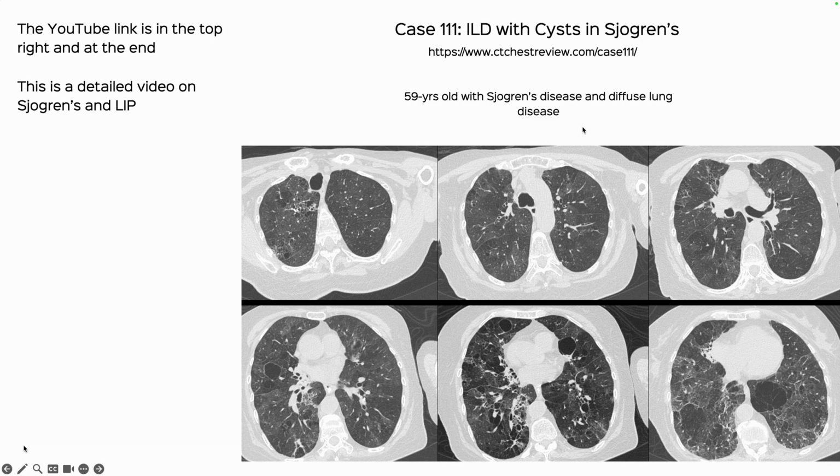And coincidentally, it was about 2 months ago that I did a case at ctchestreview.com on Sjogren's disease with ILD, and it was the same patient but from last year's scan.